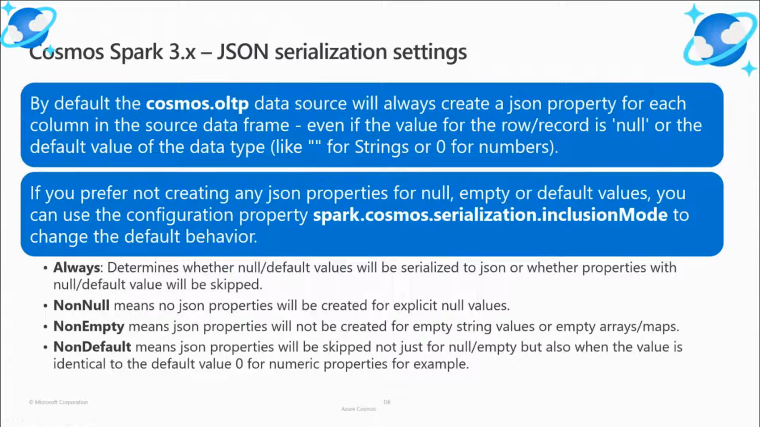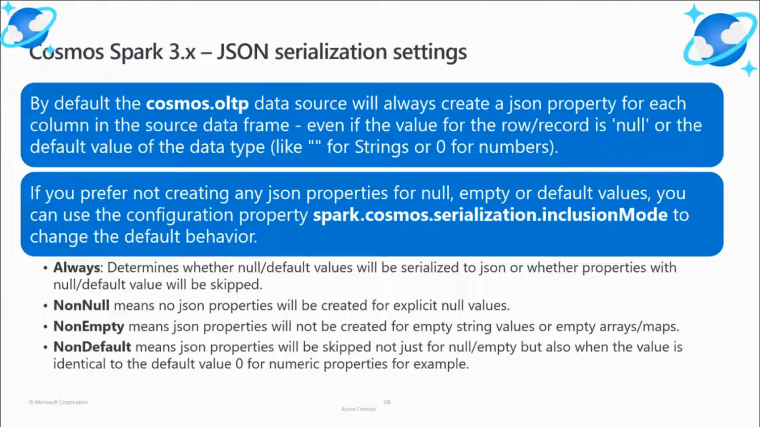Now, a new Spark 3.x feature is JSON serialization settings. By default, the Cosmos OLTP connector will always create a JSON property for each column in the data source, even if the value is null, an empty string, or zero for a number.